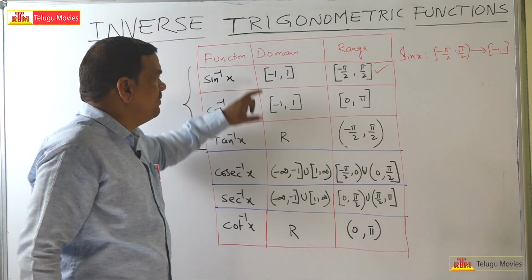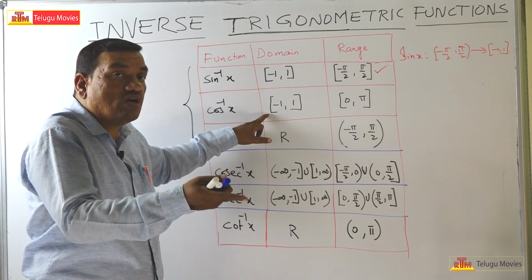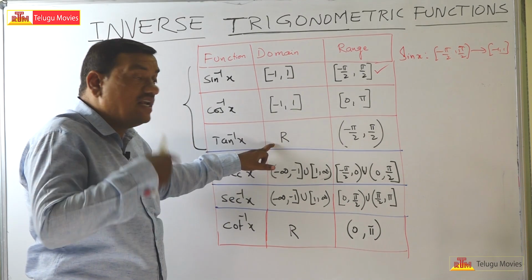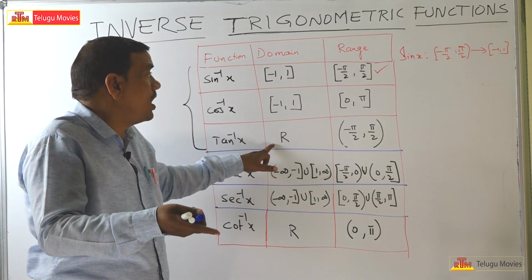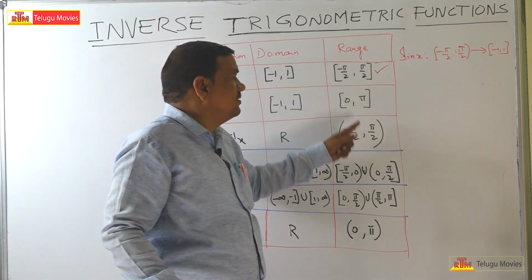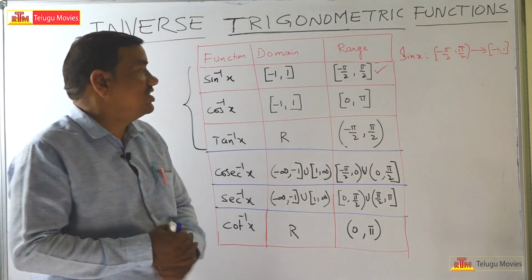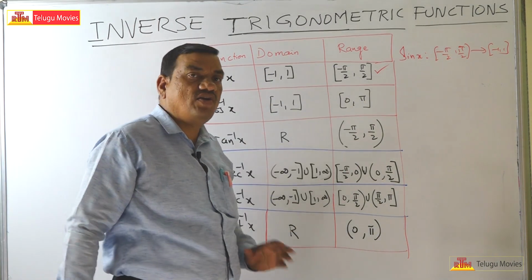You know this. Why? Because the range of the sine function is minus 1 to 1, the range of the cos function is minus 1 to 1, and the range of the tan function is R. Same here, the domain will come. Now where the domain is restricted, these three intervals are very important.